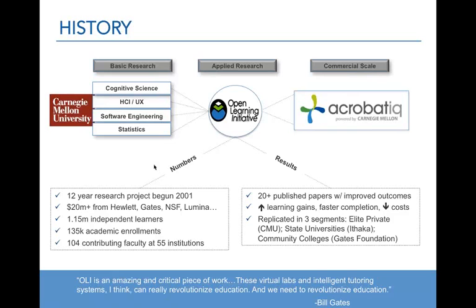We found a rich trove of research, and that resulted in several longitudinal studies, peer-reviewed research papers, and specifically what we found consistently, both with Carnegie Mellon students and community college students, with 4-year and graduate students as well, an improvement in what we call learning gains, faster completion rates, and ultimately reduced costs. And this was the genesis for Acrobatic.